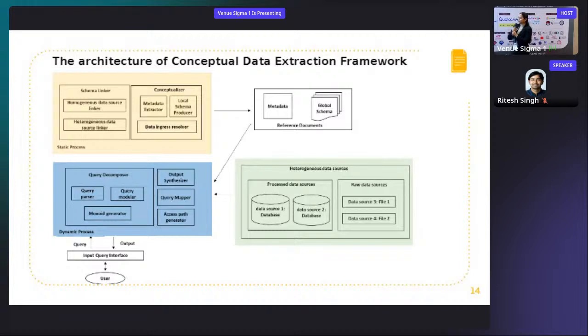From the architectural perspective, we are dealing with two processes: the static process and the dynamic process. The static process is responsible for accessing the heterogeneous data sources and generating the reference documents.